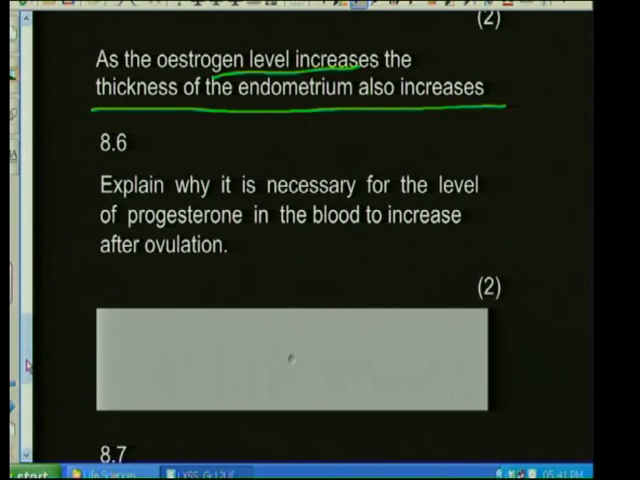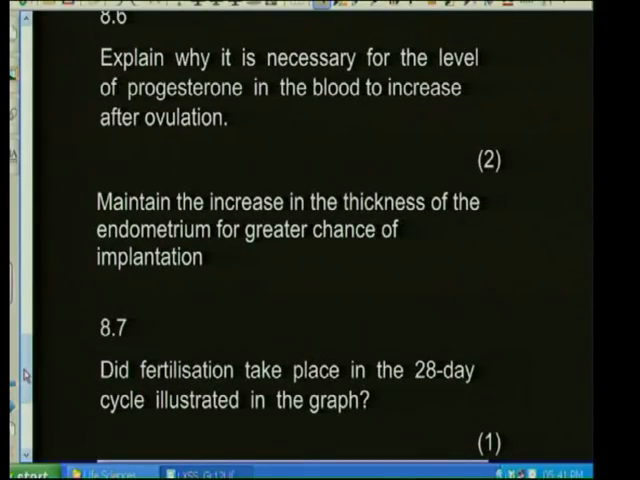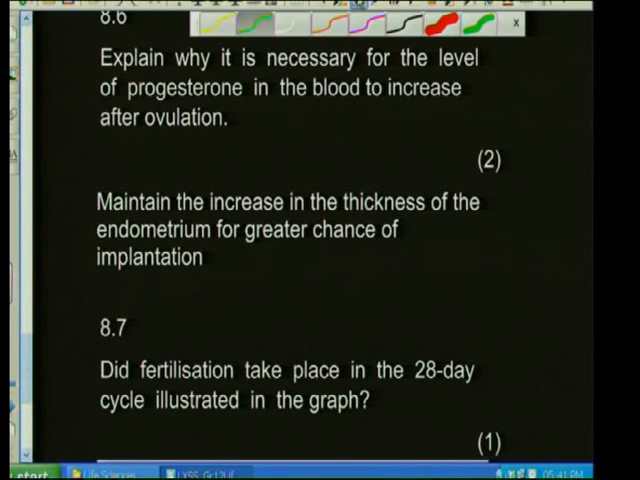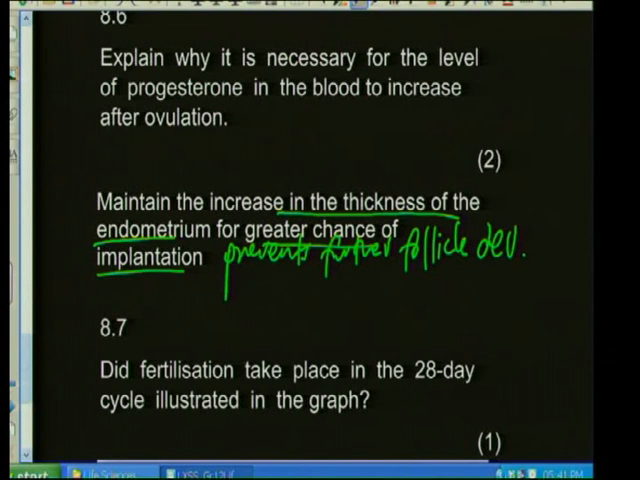8.6. Explain why it is necessary for the level of progesterone in the blood to increase after ovulation. Can you see now? We're asking the same thing in a different way. But what's the answer? This helps to maintain the thickness of the endometrium for greater chance of implantation, and it also prevents further follicle development. There are two reasons there.